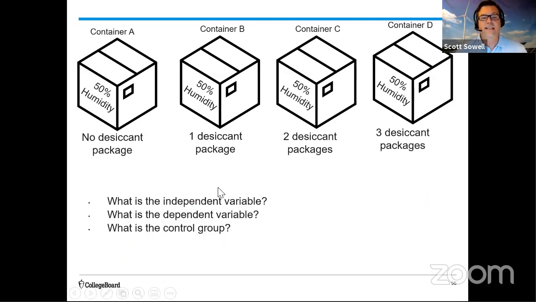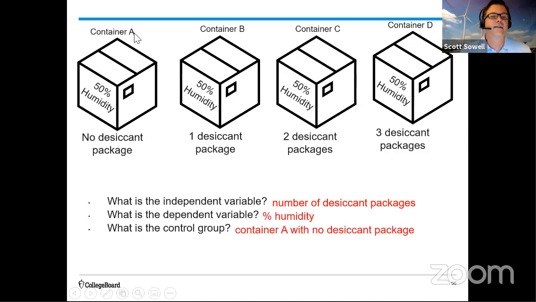In terms of what is the independent variable, well, that would be my number of packages. That's the thing that I'm changing. What is resulting from that is the percent humidity. And my control group is clearly container A that contains no desiccant package. So this is an example of how you can look at an issue such as mold and come up with an experiment to try to learn something more about it, especially its prevention.